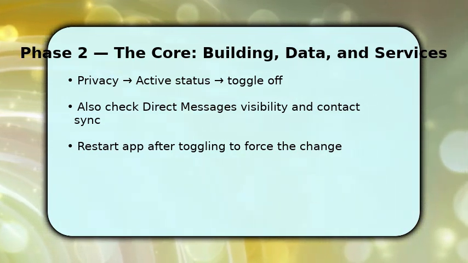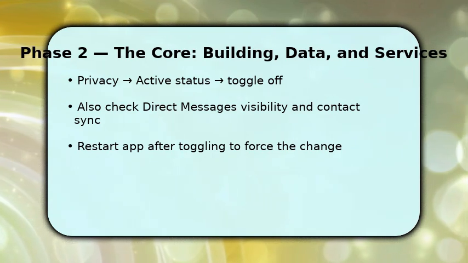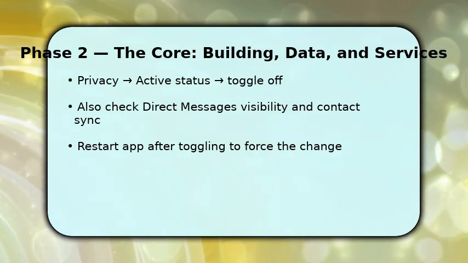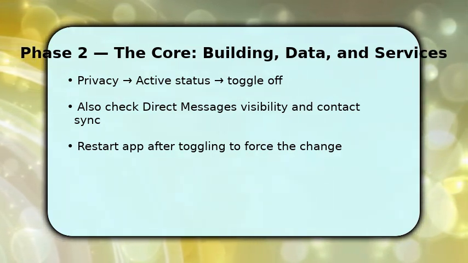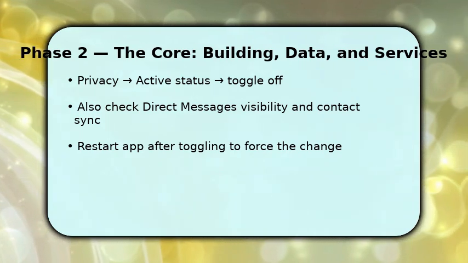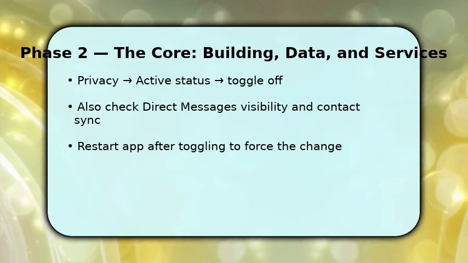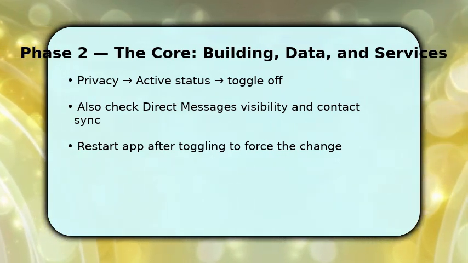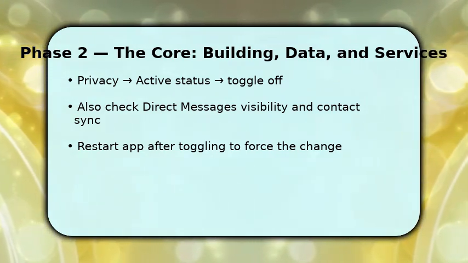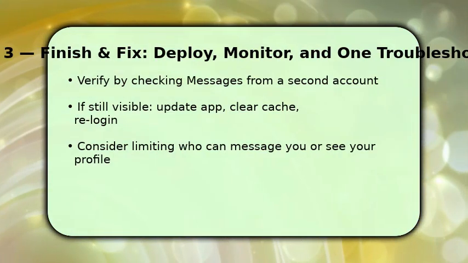Once the toggle is off, close TikTok fully and relaunch it to ensure the server records the change. If you use multiple devices, repeat these steps on each one so you won't appear online from another device. To finish, confirm the change by viewing your account from a friend's phone or a second account. The Active Now tag should be gone.